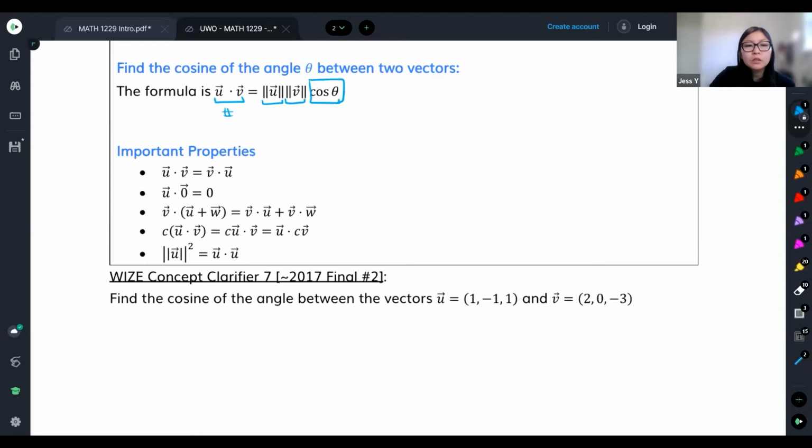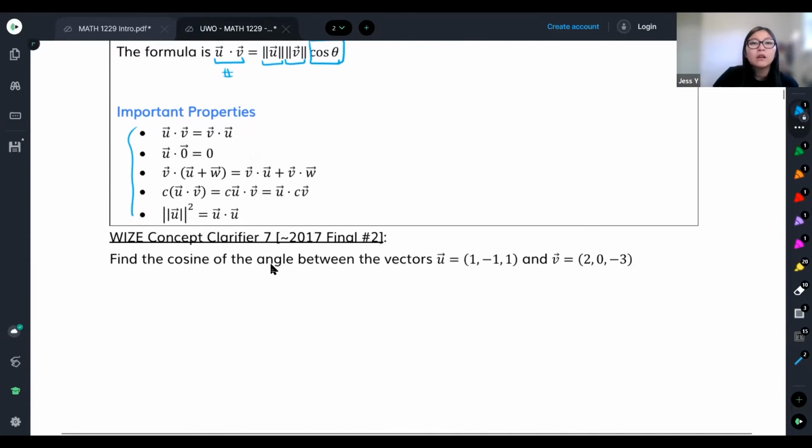Okay. So let's actually go into an example. I'm going to come back and talk about these 5 properties later on. We're going to come back to this, but I want to do an example since we have this formula for angles fresh in our minds. So we want to find the cosine of the angle between these two vectors. Apply the formula, okay?